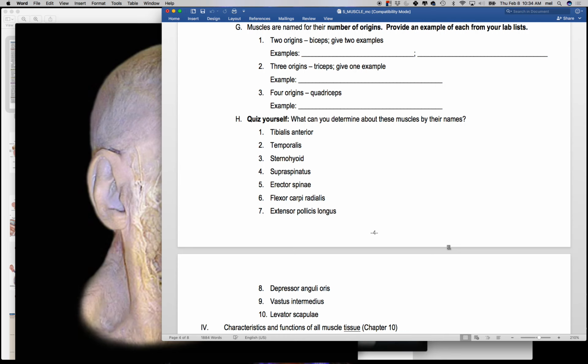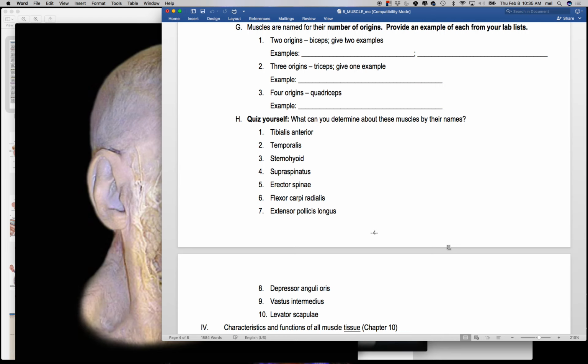Big one in the middle. Yes? Big one in the middle. Good. And levator scapulae. Where do you expect to find it? Above the scapula, and it's going to be pulling it up, right? Good? Okay. So, here is one of the things that I do.